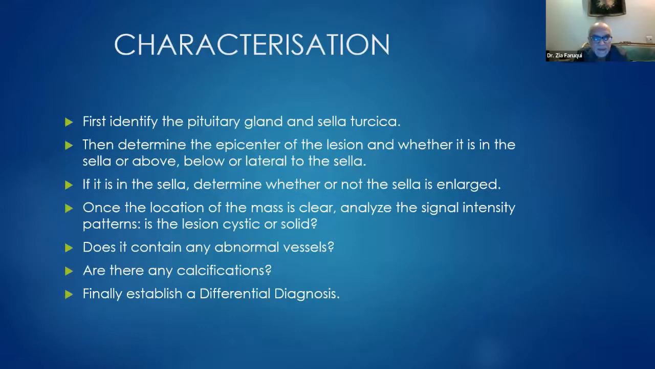Okay. So then we determine the epicenter of the lesion. Where is it located in relation to the diaphragma sellae? If it is within the sella, is the sella itself enlarged? And once we have determined where the mass is, we need to see, is it solid? Is it cystic? What is the vascularity of this lesion? Are there any calcifications? And all of this will help us to define a differential diagnosis.